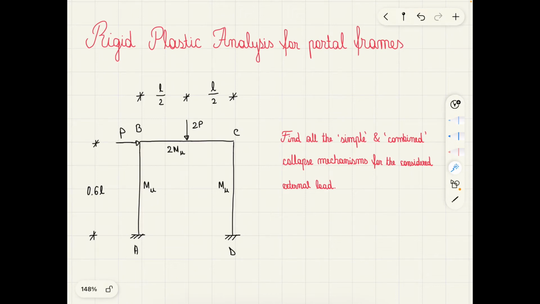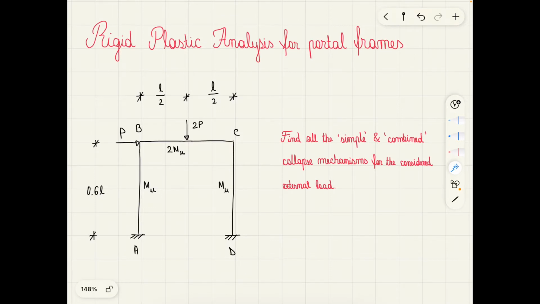We have a portal frame consisting of vertical load 2P and horizontal load P. It also has two vertical columns, each with a moment of Mu, Mu meaning ultimate moment, and a beam with moment 2Mu. So, first of all, we have to find out where plastic hinges will form.